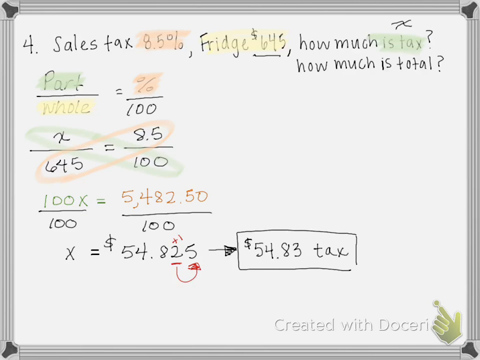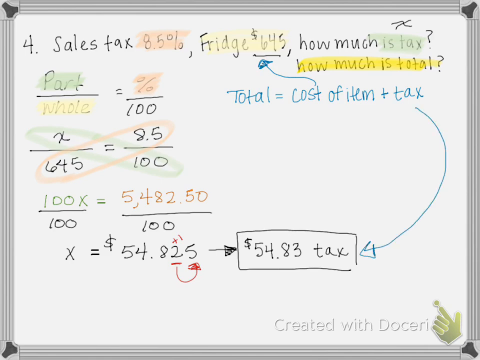Now take a look at the second part of your question. How much is the total? How much is she going to have to pay at the register, basically, is what you're being asked. So the total bill is just going to equal the cost of the item plus the tax. So the cost of the item was given to us in the problem, and the tax we just had to find, right? So all you have to do is add up those two numbers.